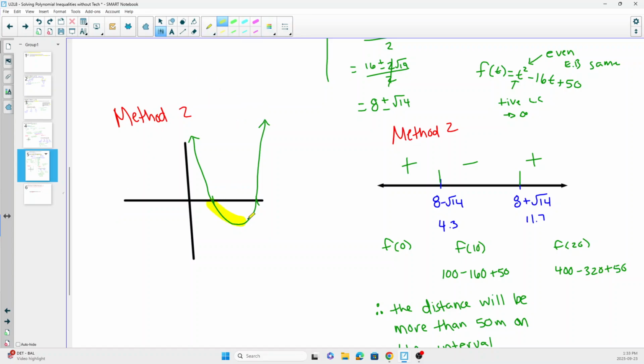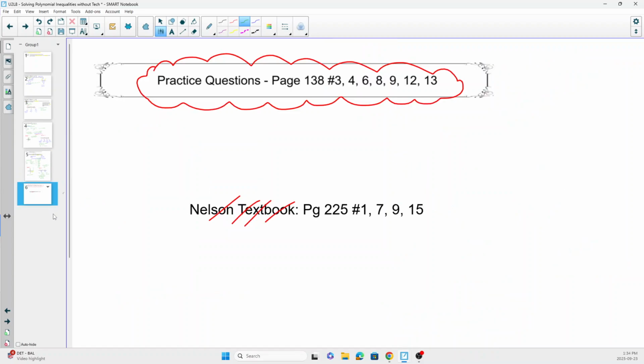Less than 0 is here to here, and so again, our interval, and just to show you for your inequality notation, you would say 8 minus the square root of 14, and your t is in the middle. So when t is greater than 8 minus the square root of 14, but less than 8 plus the square root of 14. And of course, we would put our whole statement, therefore the distance will be more, blah, blah, blah. Okay, that's it for lesson 8.